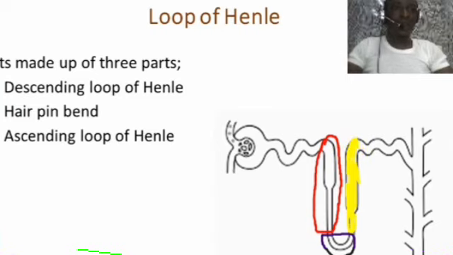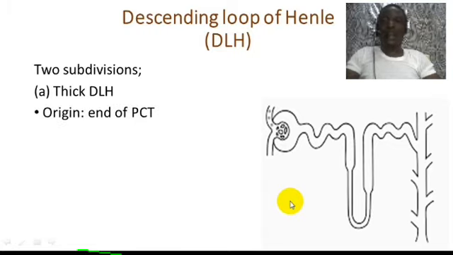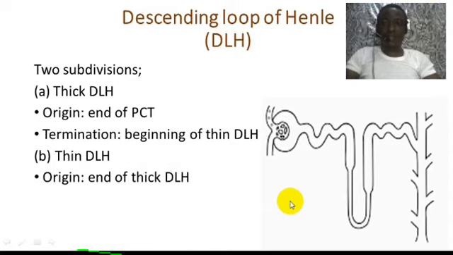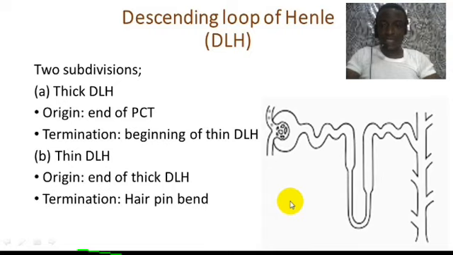Going forward, the descending loop of Henle has two subdivisions. The first one is the thick descending loop of Henle. It originates at the end of the proximal convoluted tubule and terminates at the beginning of the thin descending loop of Henle. The other part is the thin descending loop of Henle. It takes its origin at the end of the thick descending loop of Henle and terminates at the hairpin bend.